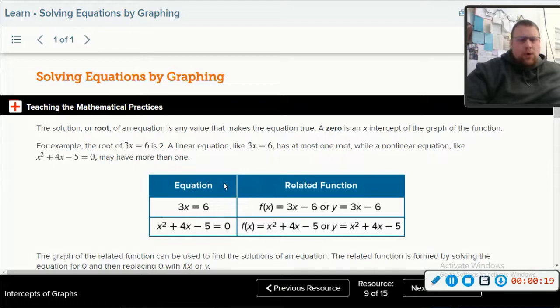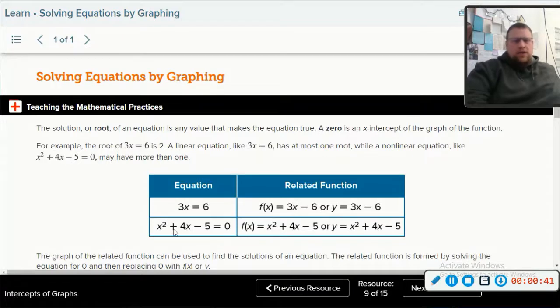table where we see equation on the left, 3x equals 6, or x squared plus 4x minus 5 equals 0. And on the right, it says related function. So the function that's related to 3x equals 6 is f of x equals 3x minus 6. Or, remember, f of x and y are the same thing. Y equals 3x minus 6. Go ahead and write those down in the same way.